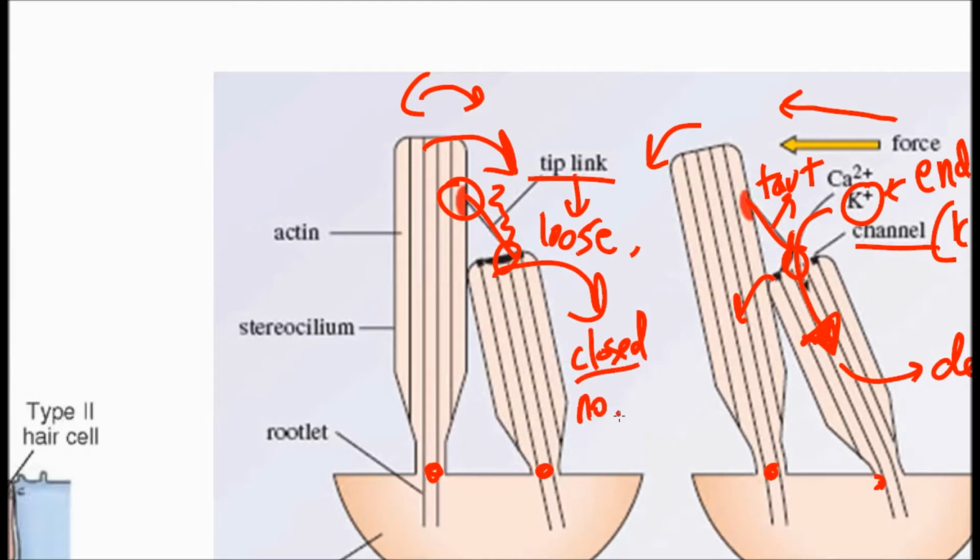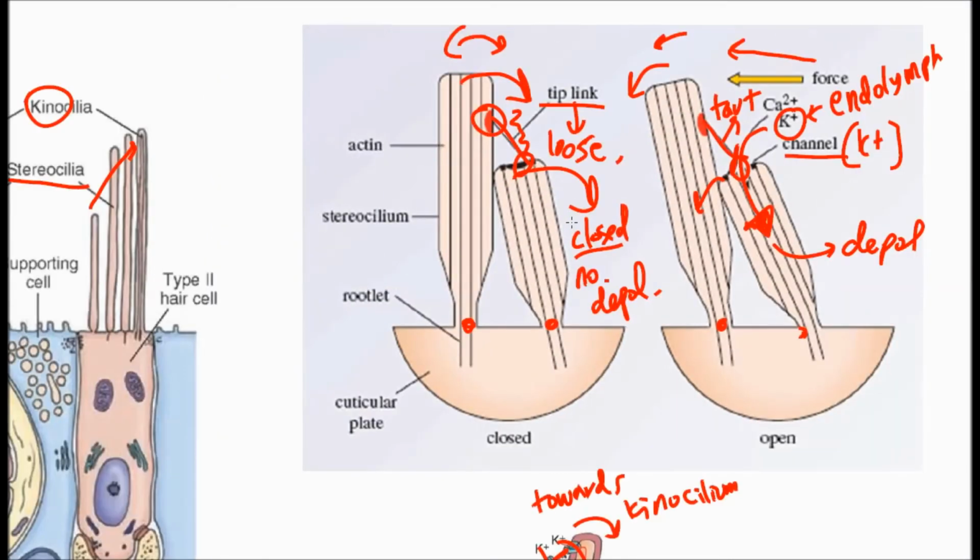which means there'll be no depolarization. So in other words, whenever there's a rotation towards the kinocilium of the stereocilia, there will be depolarization. The other way around will cause no depolarization. So that's how the hair cell detects the direction of the movement.